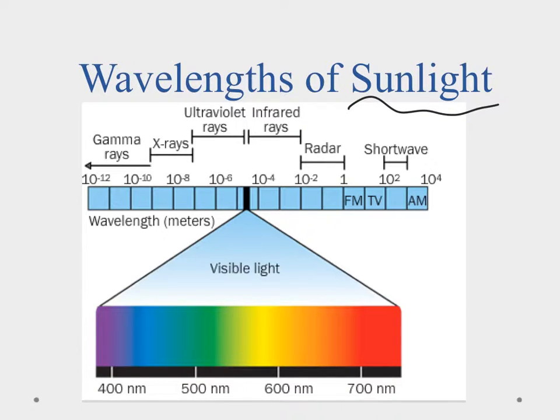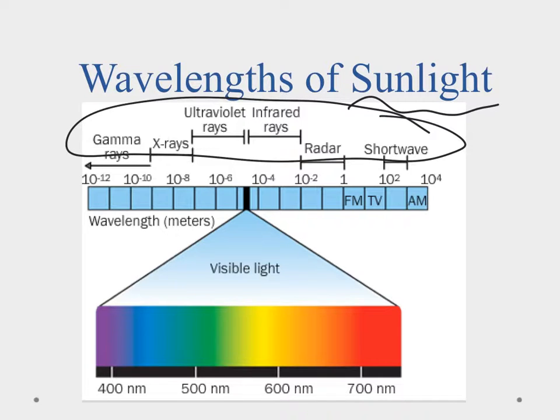Now, our sun is a star, and it's going through a process of nuclear fusion. It's taking hydrogen and forming helium and various other things. A result of that process is a lot of energy being released as electromagnetic radiation, which is a big fancy word for all of the stuff you see right here. The sunlight emits gamma rays, X-rays, ultraviolet rays, infrared rays, radar waves, shortwave radio waves, all that kind of stuff.